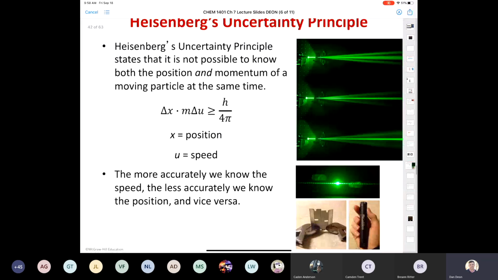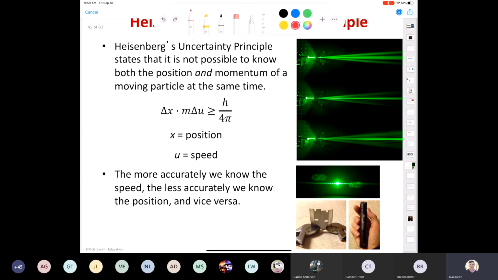Well, Heisenberg's uncertainty principle states that it's actually not possible to know both the position and the momentum of a moving particle at the same time. And so the more accurately that we know the speed of something, the less accurately we know the position and vice versa. Let me unpack this equation for you here, okay? So delta x, the delta stands for the uncertainty in the position.